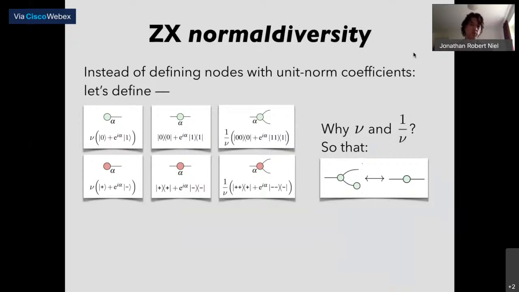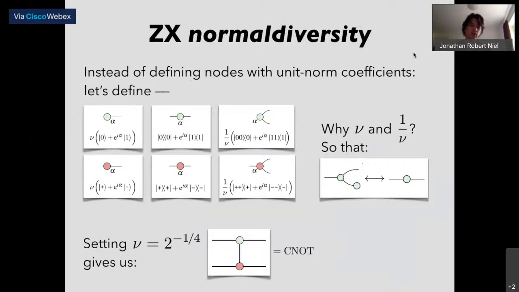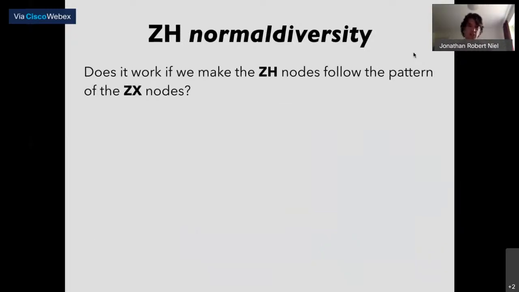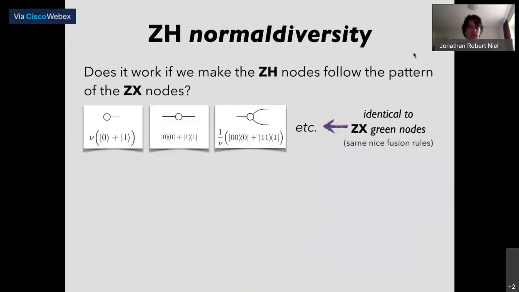So that the nu for the degree 1 node and the 1 over nu for the degree 1 node cancel each other to give us exact unitarity when we have a one-to-one transformation. Set nu to be this particular value. This gives us that representation for the controlled knot on the nose, which again is aligning with our priorities of unitary representations. For the ZH calculus, perhaps we can consider normalizing the Z dots of the ZH calculus similarly to the Z dots of the ZX calculus.